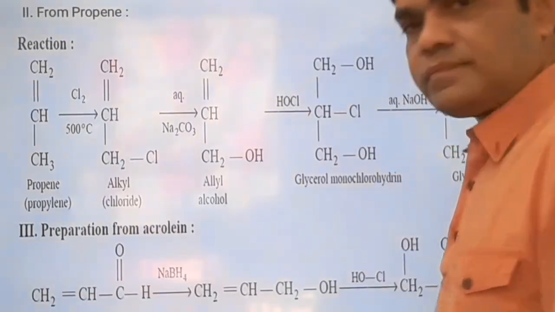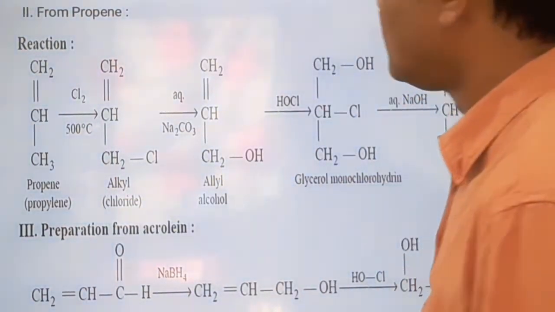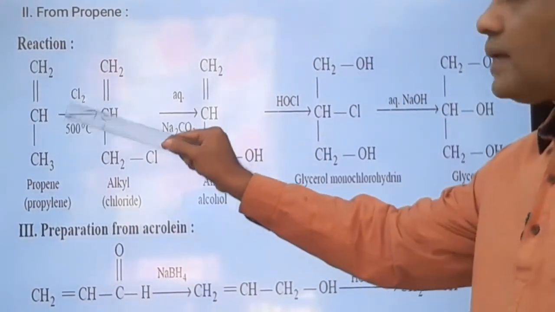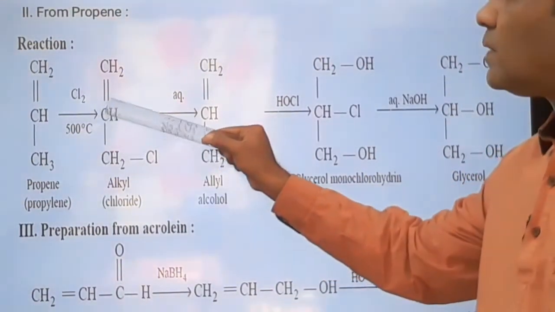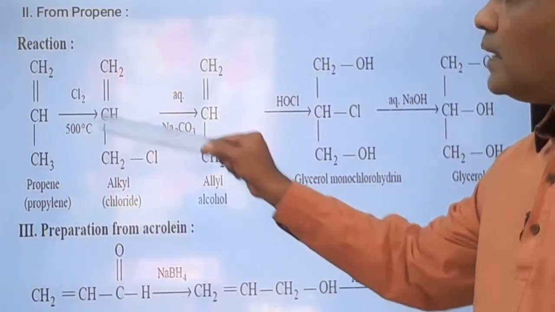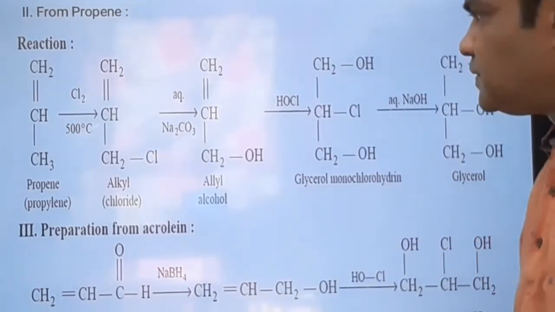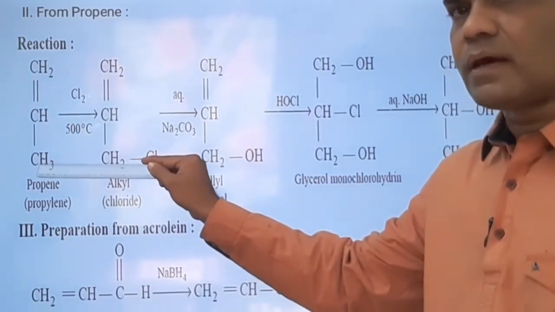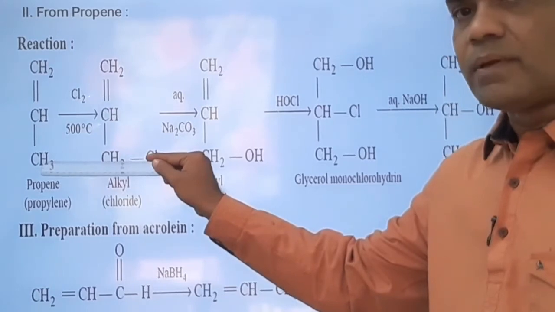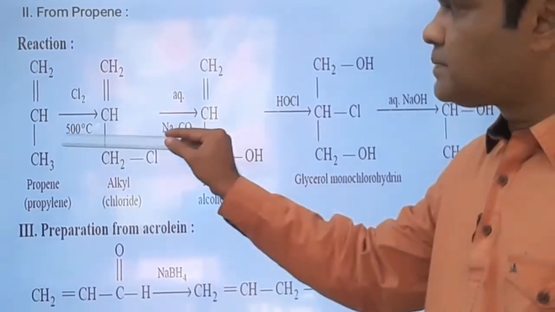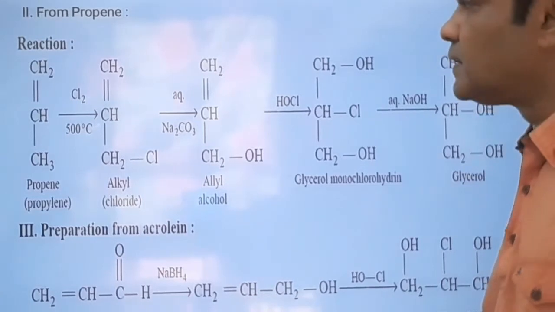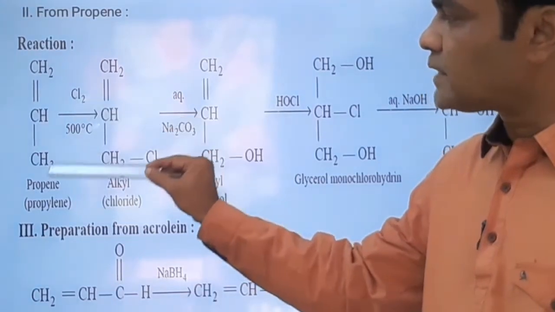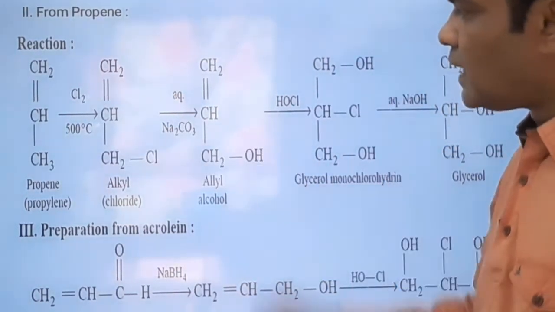Second method is from propene. It is a multi-step reaction. You can see here, this is propene, and on chlorination, allylic chlorination takes place. What do you mean by allylic position? See, this is a carbon-carbon double bond. This is the allylic carbon. The carbon which is attached to the carbon-carbon double bond is called the allylic carbon. So at high temperature, about 500 degrees Celsius, substitution of the hydrogen of the allylic position takes place by chlorine, and we get this allyl chloride.